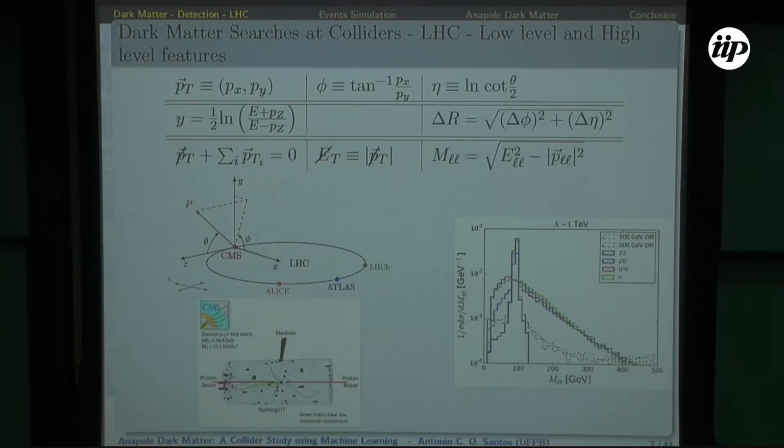Okay, and just to remember, since you have very collimated beams, you can use energy conservation to build what we call missing energy. The same goes for momentum conservation, and with that we can better characterize, for instance, dark matter events, because as we know, dark matter will not give you any signal in the LHC detectors.